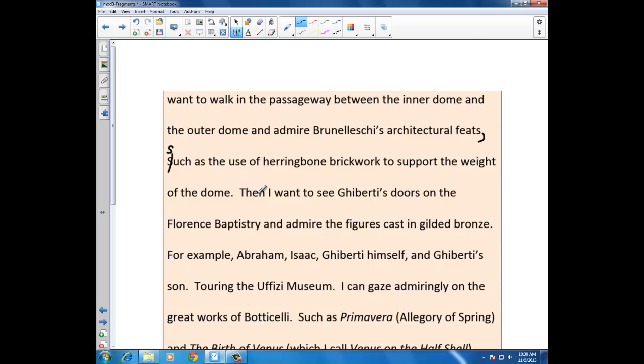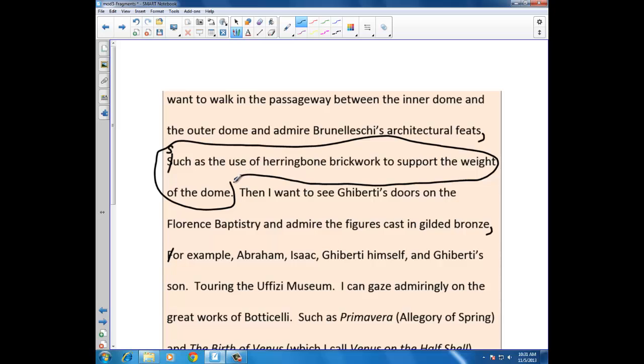Then I want to see Ghiberti's doors on the Florence Baptistry and admire the figures cast in gilded bronze. For example, Abraham, Isaac, Ghiberti himself, and Ghiberti's son. After bronze, we're going to put an arrow, small f, so that we can go back and circle these. I'm going to draw the arrow this way in this case, back to the independent clause that preceded it.